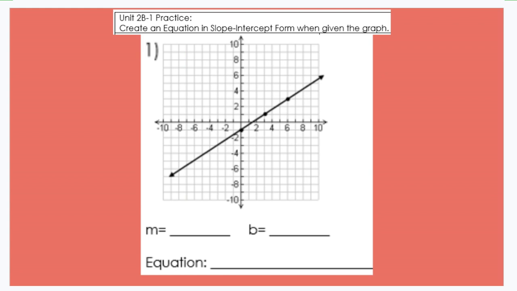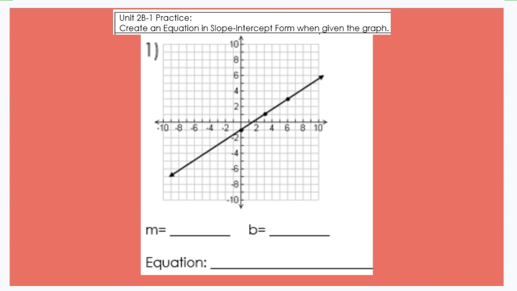All right, the next part is your practice. There's 6 problems. You're going to do exactly what I just did with you. You're going to locate your y-intercept first. Then you're going to count your slope, your rise over run from one point to the next. Always move to the right. And then put it in an equation, y equals mx plus b. And there are 6 of these problems, I do believe.